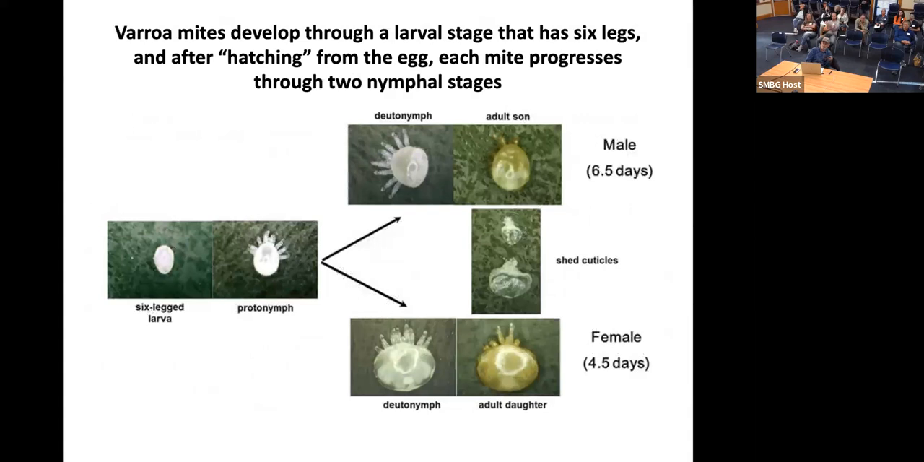These are the stages of the mite development. On the left, we have the male larva. And then it goes through two stages called the deuteronymph and, what's the other one? There's another stage as well. And then they end up as adults. Here's the male, 6.5 days, and the female, 4.5 days.